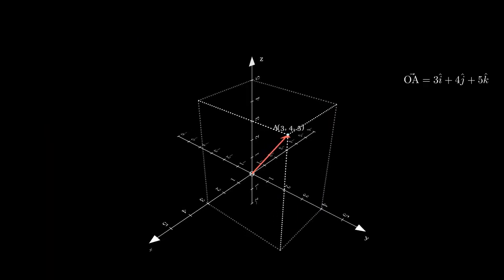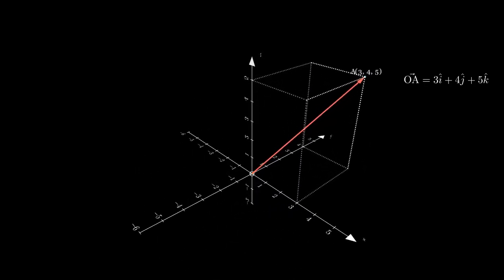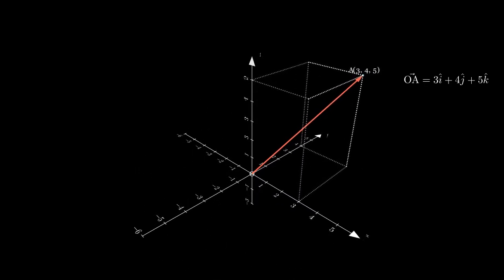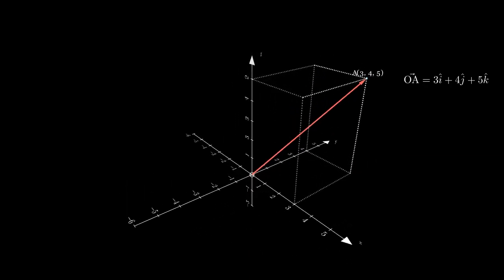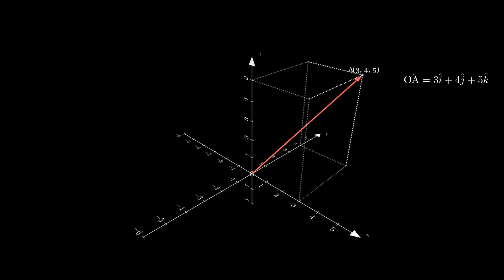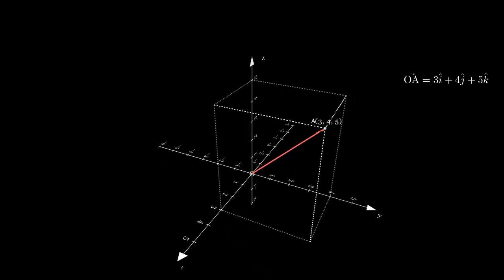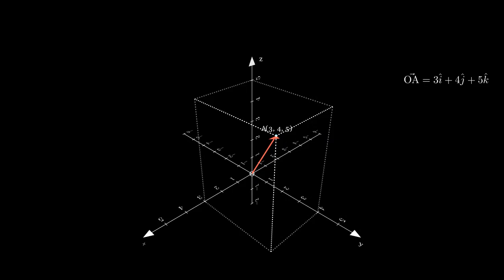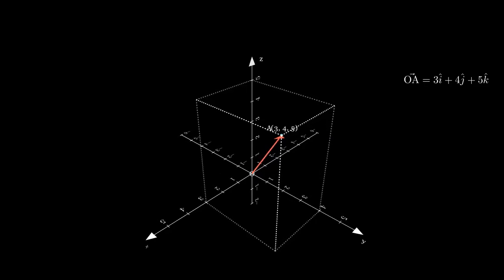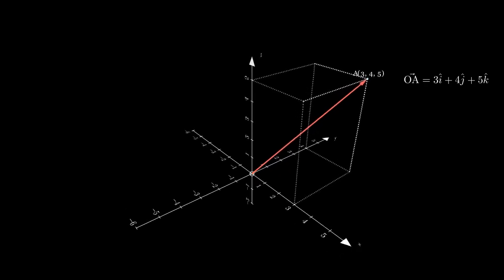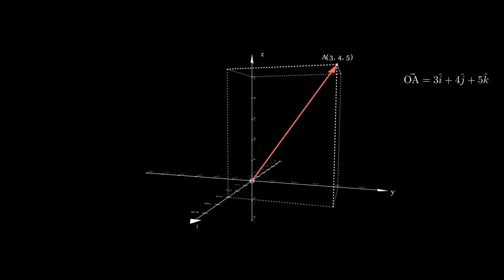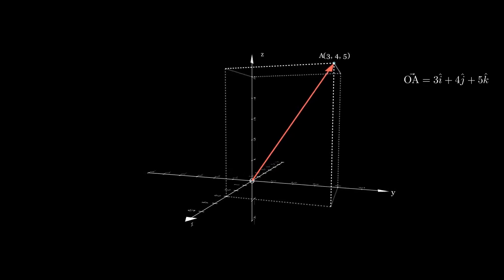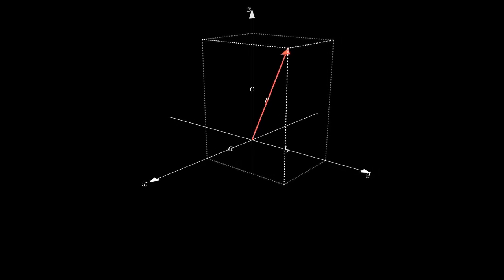Here we have a three-dimensional Cartesian coordinate system. Point A has coordinates 3, 4, 5. The position vector OA is represented as 3i plus 4j plus 5k. 3 is the x component, 4 is the y component, and 5 is the z component of this vector. By this, we are coming to the conclusion of the current section. In the next section, we will be seeing about direction cosines.